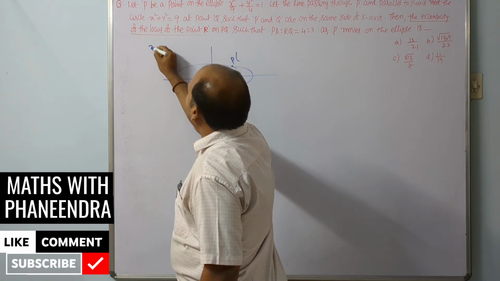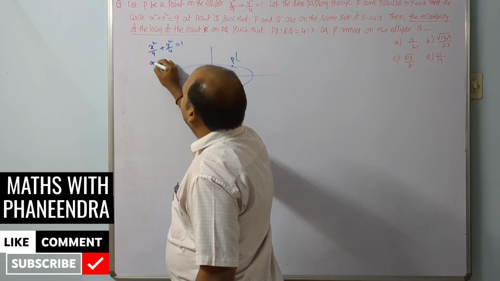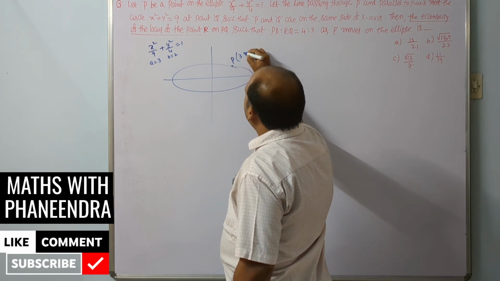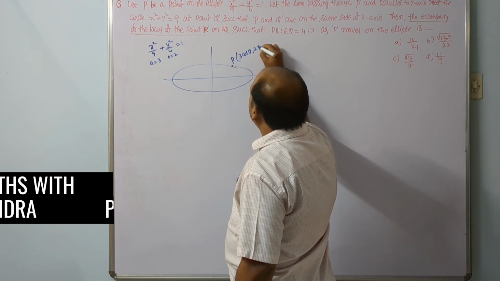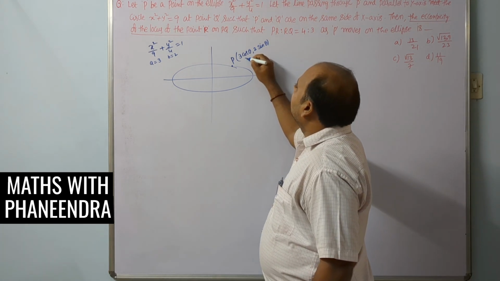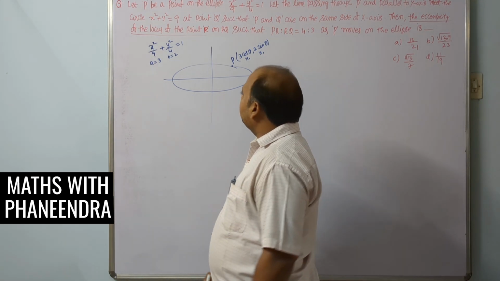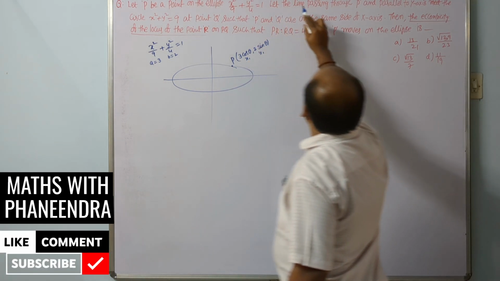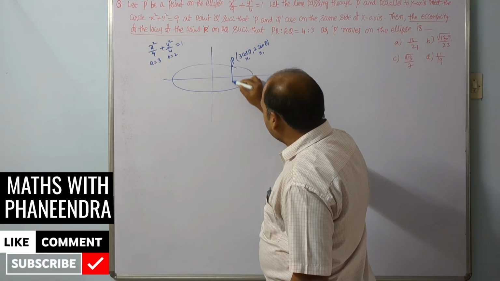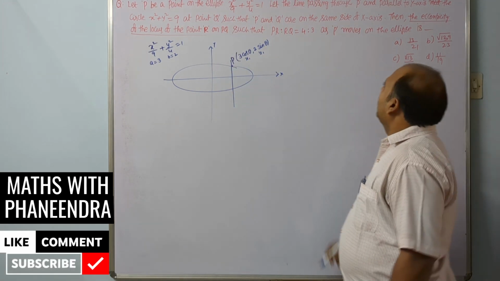So here x square by 9 plus y square by 4 equal to 1, A equal to 3, B equal to 2. So A cos theta means 3 cos theta, and B sin theta means 2 sin theta. So this is x1, y1. Next, the line passing through the point P and parallel to the y-axis. So this is parallel to the y-axis itself. I hope you understand that, dear students.